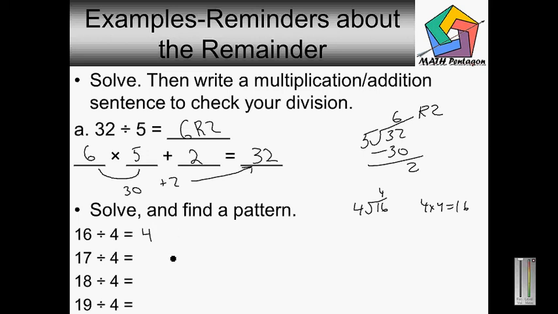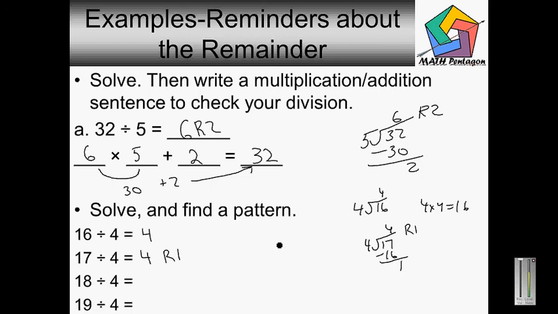17 divided by 4 is what? 4 goes into 17 how many times? 4 goes into 17 4 times. 4 times 4 is 16. 17 minus 16 is 1. We have a remainder of 1. So the answer to this would be 4 remainder 1.